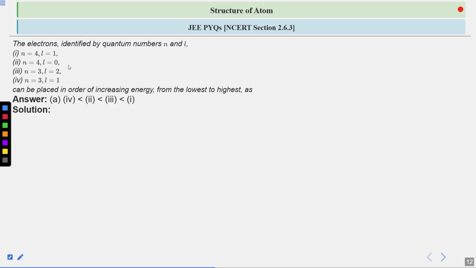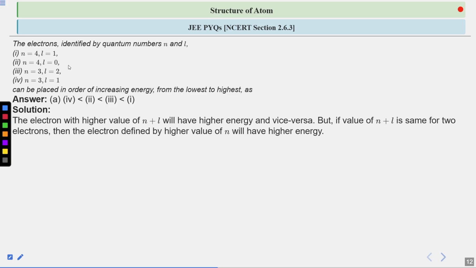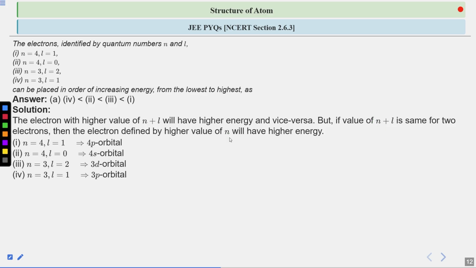So how will we solve it? It's an easy one. First we will find the n plus l value for each of them. In case they have the same n plus l value, then the one having the higher value of n will have the higher energy. So for the first case, it will be a 4p orbital, of course. For the second case, the 4s. The third case will be 3d, and the fourth case will be 3p.